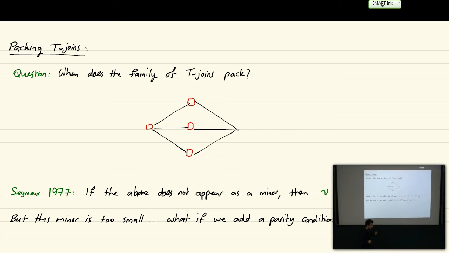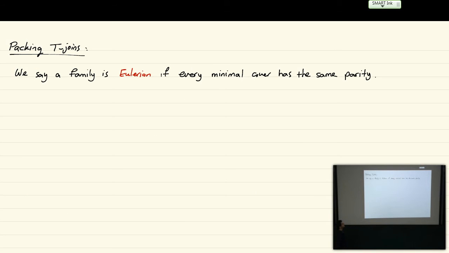What can I do to increase the size of this minor? I could do that by restricting some parity conditions, and that's what we're going to do. So what if we add a parity condition to the graph we started off with? You could formulate some parity conditions for general families, and it's called an Eulerian condition. So this is a family of subsets that I started off with. We're going to say a family is Eulerian if every minimal cover has the same parity.